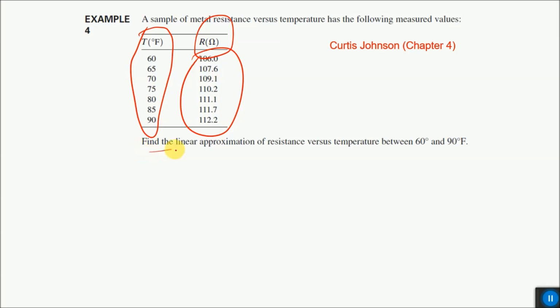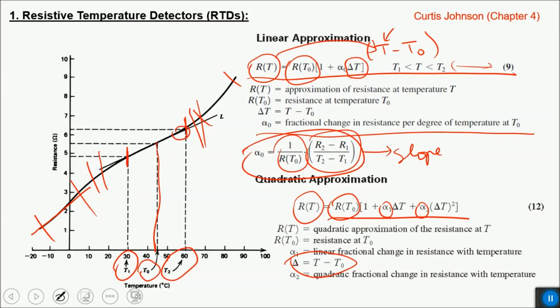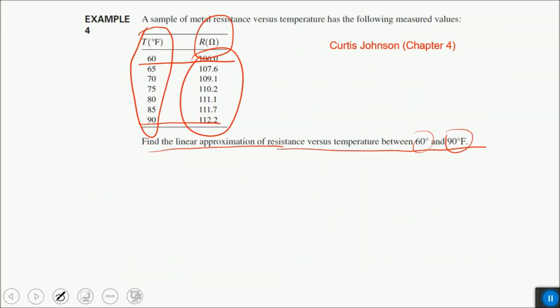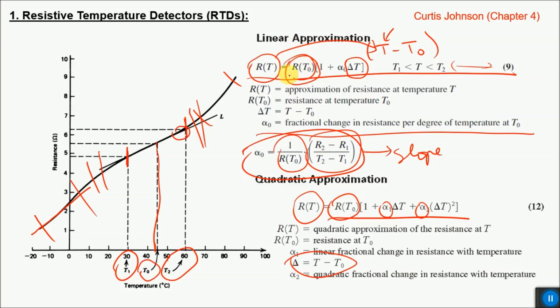So we are asked to find the linear approximation versus temperature between 60 degrees and 90 degrees Fahrenheit. At 60 degrees, the actual resistance of the RTD was 106 ohms, and at 90 degrees, the actual resistance of the RTD was 112.2 ohms. That was the measured resistance at the known temperatures. So to use this formula, RT equals RT naught times 1 plus alpha delta T, we have to find RT naught, we have to find alpha, and we have to find delta T.